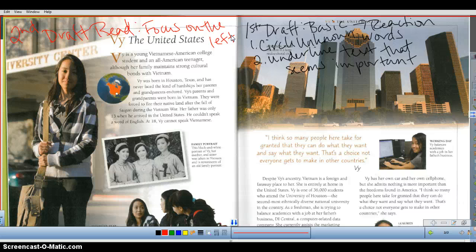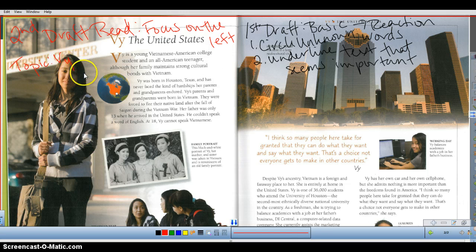And this is really only like 1 to 2 words. It doesn't have to be a complete sentence. We also want the main idea of the paragraph, which is just a short phrase. So if we look at the very first paragraph, "Vi is a young Vietnamese American college student and an all-American teenager, although her family maintains strong cultural bonds with Vietnam." So if I was looking at the topic for this, my topic for the first paragraph would just be Vi.